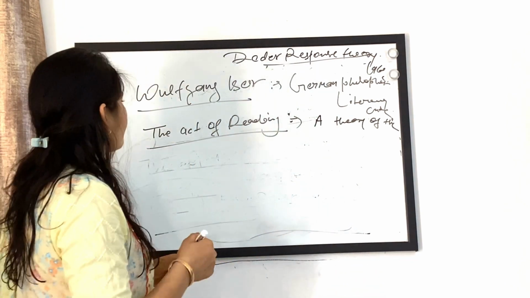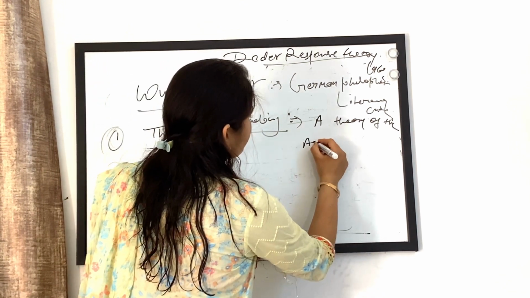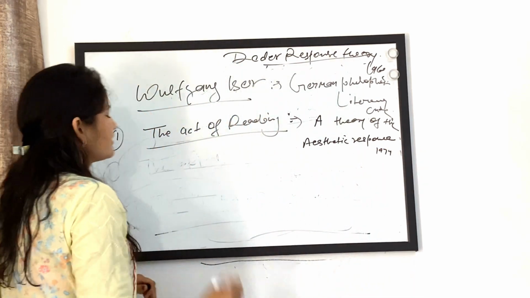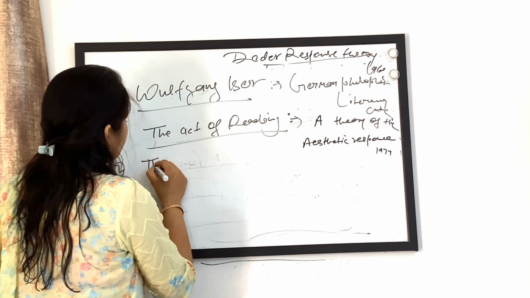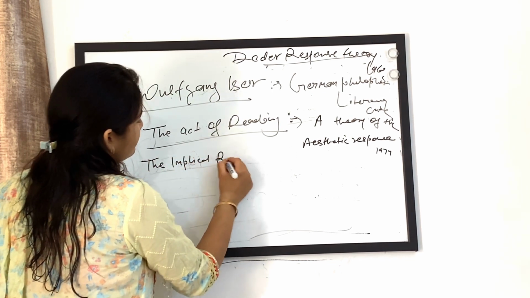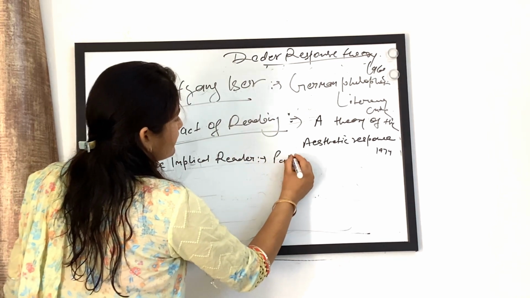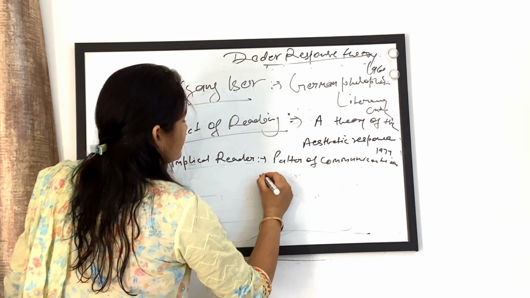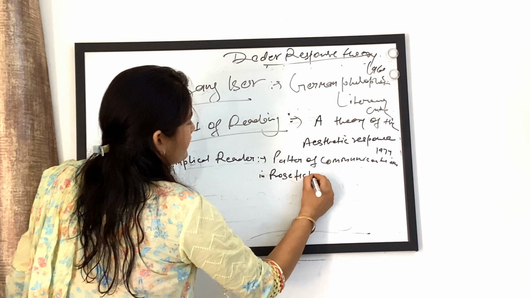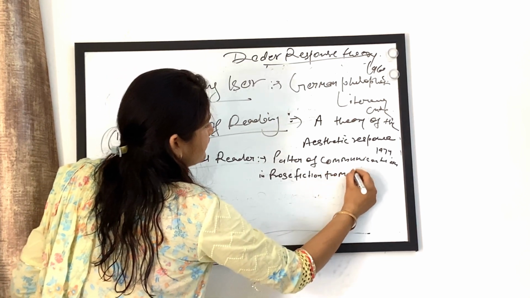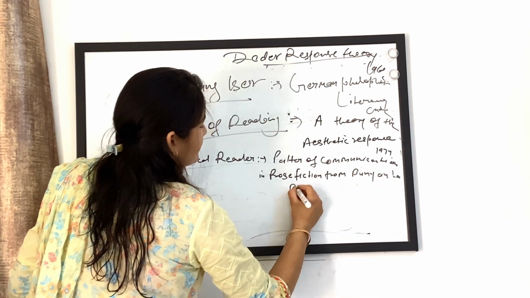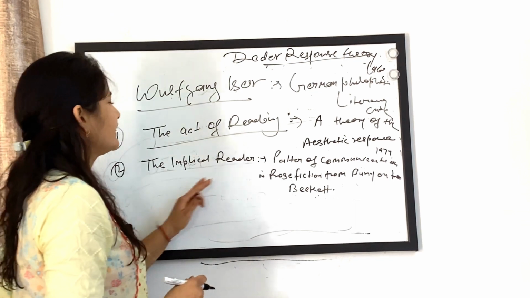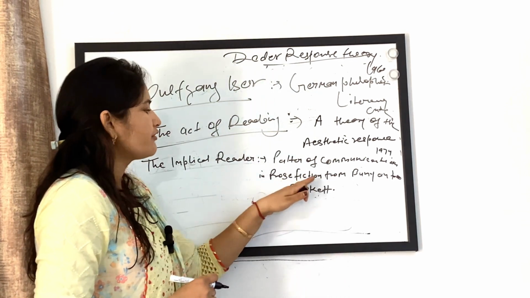So his first work is The Act of Reading: A Theory of Aesthetic Response, which was published in 1974, and his second work is The Implied Reader: Patterns of Communication in Prose Fiction from Bunyan to Beckett.